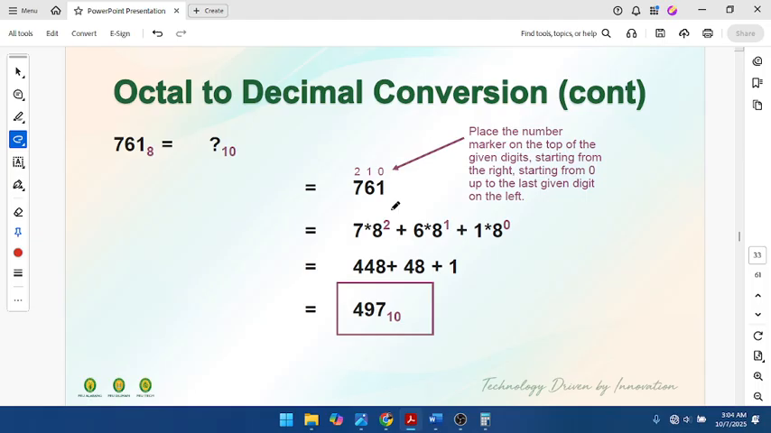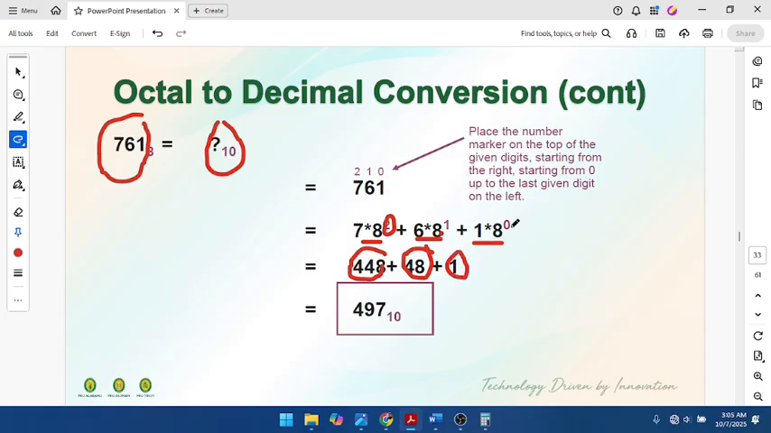So here are the steps. For example, 761 in base 8, since this is octal, we convert it into decimal. Place the markers 0 to 2, then 7 times 8 to the power of 2 is 448, then 6 times 8 to the power of 1 is 48, then 1 times 8 to the power of 0 is 1. So the total is 497 base 10.